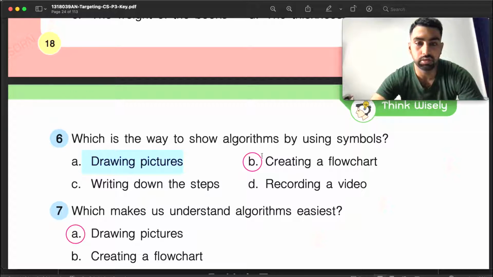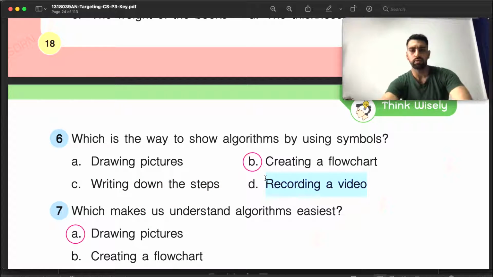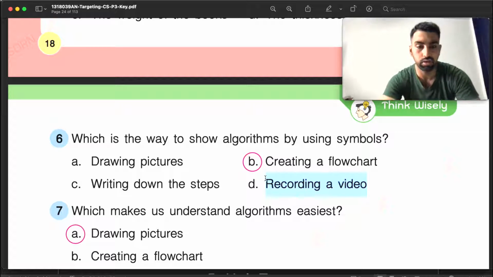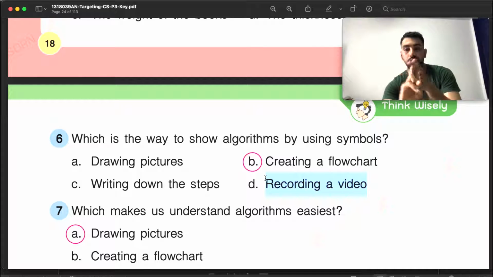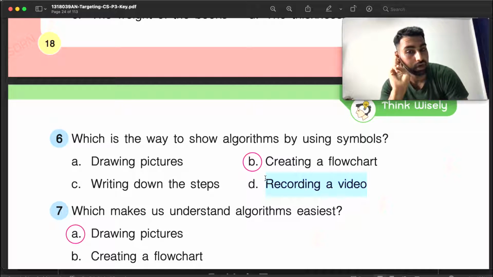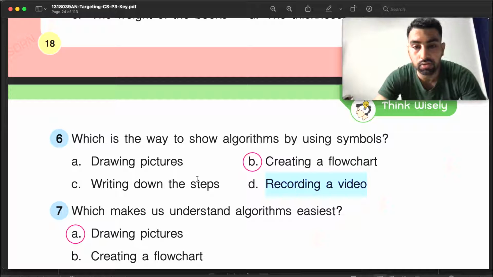Drawing a picture. B, creating a flowchart. C, writing down the steps. And D, recording a video. Oh, we haven't heard about recording a video. Drawing a picture is, remember the three ways of solving the problem: text, picture, and flowchart. Remember? So the correct answer is this one, creating a flowchart using symbols.